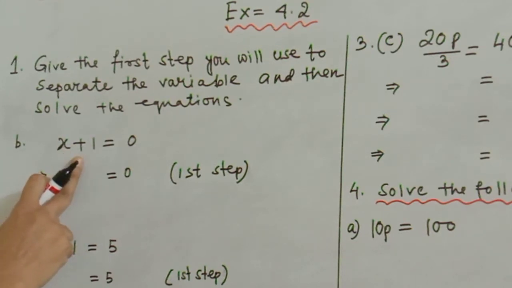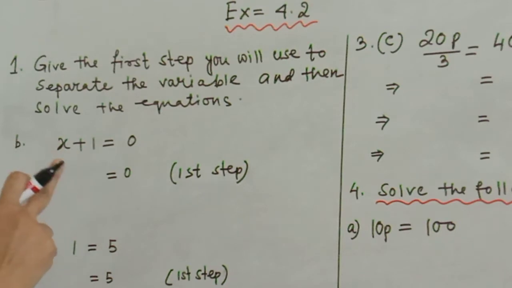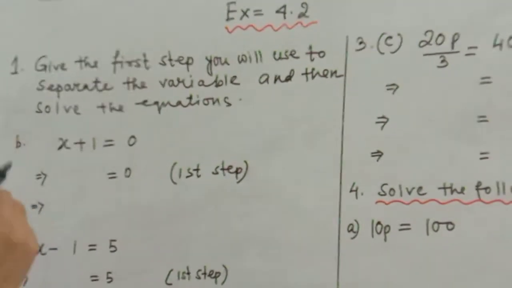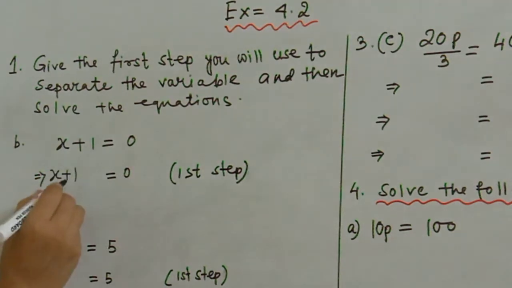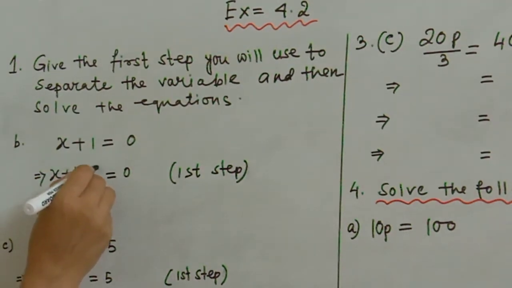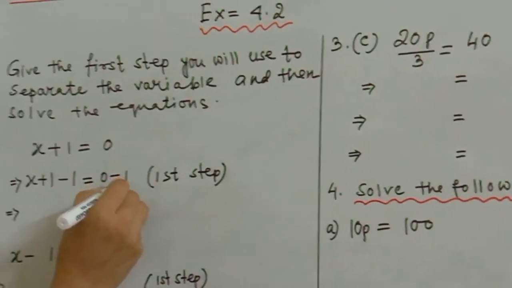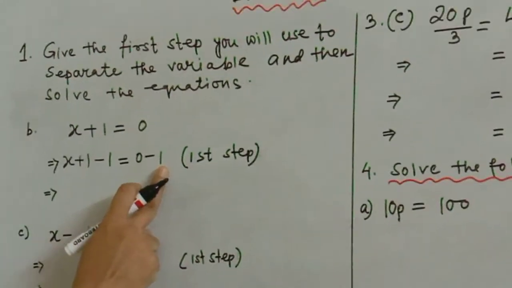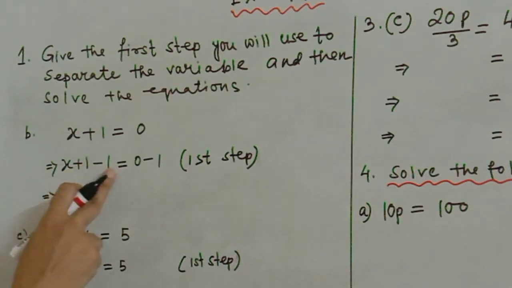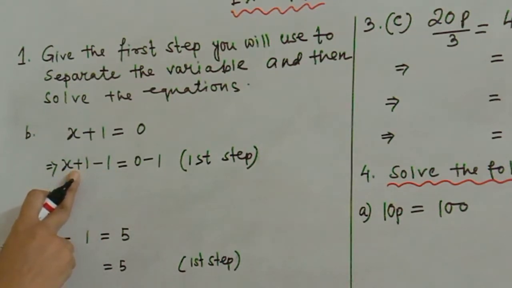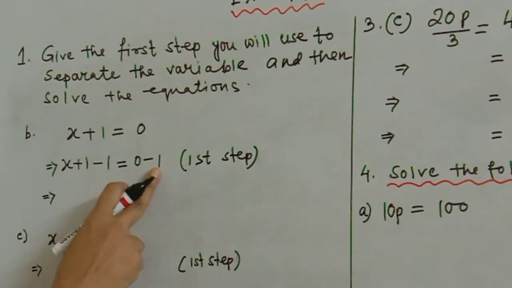Here it is plus 1. So I want to take minus 1 in this left side, and the same work I will do in the right side also. So x plus 1, it is already there. Now to remove plus 1, I need minus 1. The same step I will do here. Same work I will do in the right side also. So x plus 1, it was there from the beginning, and minus 1 because I want to remove 1 from this left hand side, and the same work I have to do in the right hand side.